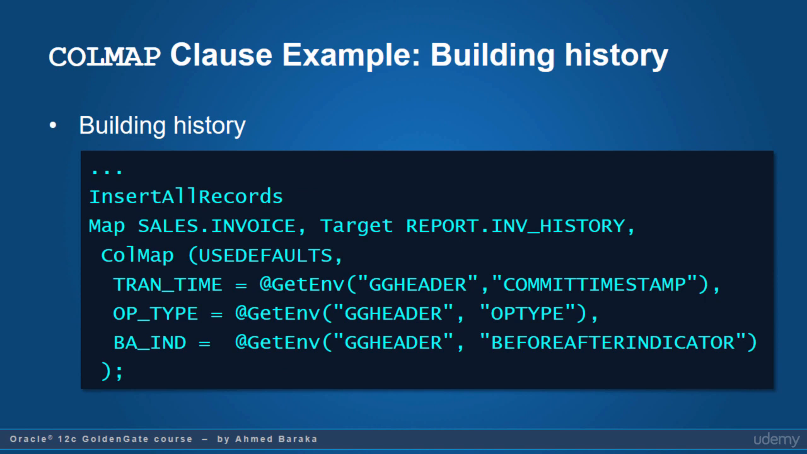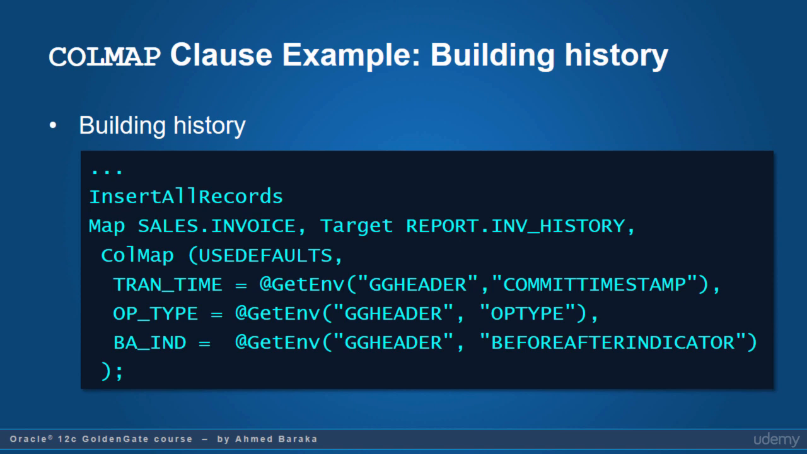This example of using the COLMAP clause introduces a parameter that I haven't talked about before. It is the INSERTALLRECORDS parameter. This parameter simply changes all the operations in the log into insert statements. You use this parameter to keep a history of all the changes in a target database. The example is saving a history of the changes made on the invoice table in the source database into the inv history table in the target database. The history table has the same columns as in the invoice table.